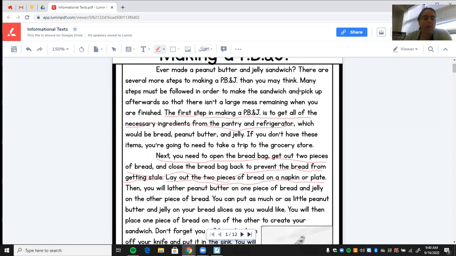If you look right here in the first paragraph, it says many steps must be followed in order to make the sandwich and pick up afterwards so that there isn't a large mess remaining when you are finished. So right there, we need to pick up afterwards so there isn't a large mess remaining when we're finished, right? Great. All right, let's look at number 4.